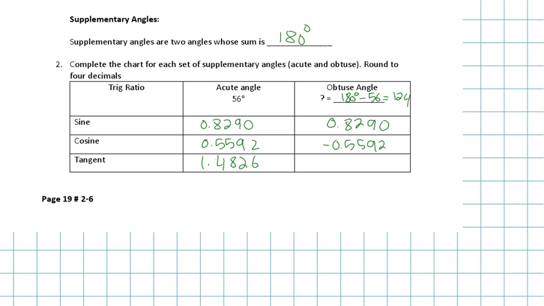So, if your angle is obtuse, meaning higher than 90, then your cosine and tan are going to be negative. It's the rule. Cosine and tan are going to be negative. And because these are supplementary angles, it's going to be the negative of that. For tangent, it's going to be negative 1.4826. Are we okay with that?